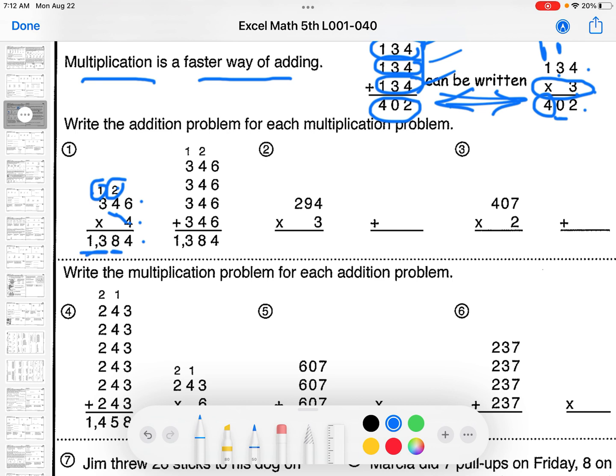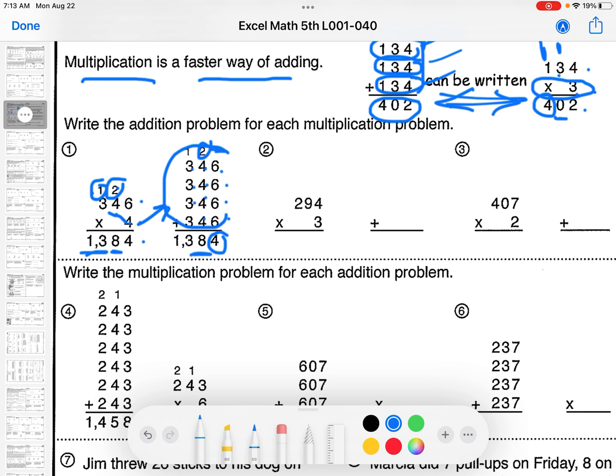Now, instead of multiplying, we're going to show that it's the same thing as adding it together. 346 4 times. Notice that the number 346 is written 4 times. 6 plus 6 plus 6 plus 6 is the same thing as 6 times 4. That's 24. Regroup with the 2. 4 plus 4 plus 4 plus 4 is 16. Add 2. You get 18.